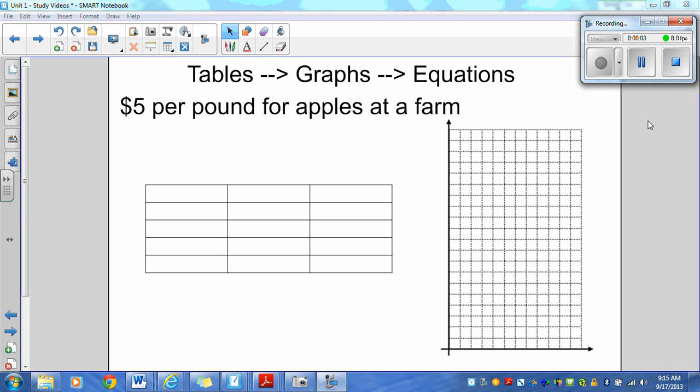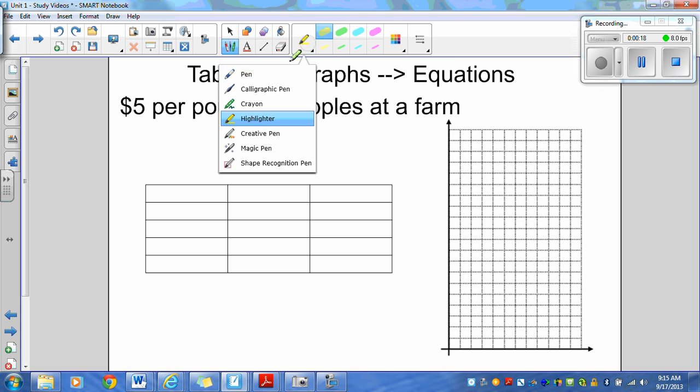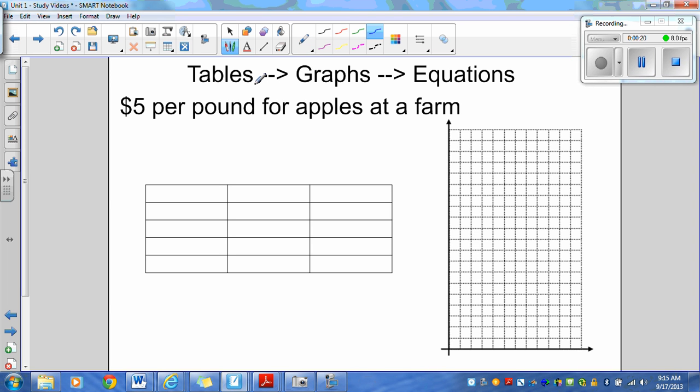This video is about the same representation of $5 per pound for apples on a farm using a table, using a graph, and using an equation. So usually we start with the table, and I think about what my input and what my output is. In this case, I'm inputting a certain number of pounds. I'm getting out money. I have to pay for it.